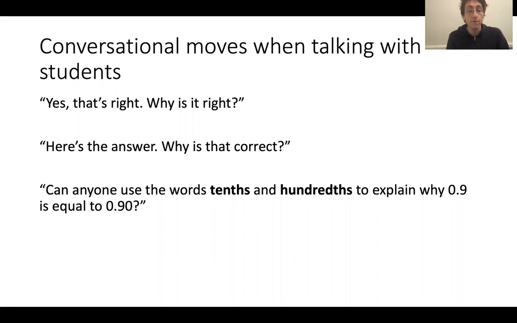When I need to offer more scaffolding, more support, or when I'm worried that students will offer rambling explanations that don't get to principles that we value in our class for whatever reason at that moment, I'll ask them to use specific words sometimes, and I found that's helpful too. Can anyone raise their hand and use the words tenths and hundredths to explain why 0.9 is equal to 0.90? I'll suggest words that themselves suggest general principles to try to constrain the talk a little bit.